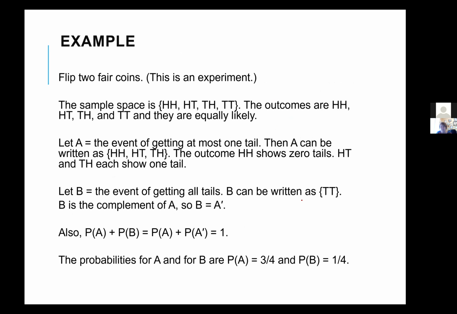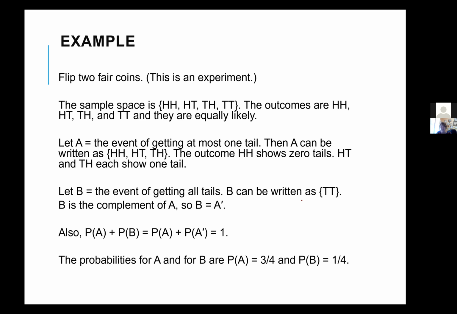Okay, so for example, if you flip 2 fair coins, flipping the coins is your experiment. What is your sample space if you flip 2 coins? Well, one coin could be a head and the other coin could be a head. So the first element in your sample space is they could both be heads. Or your first coin could be a head and your second coin could be a tail. That's the second element in your sample space.